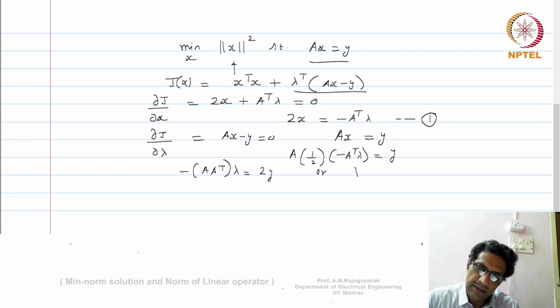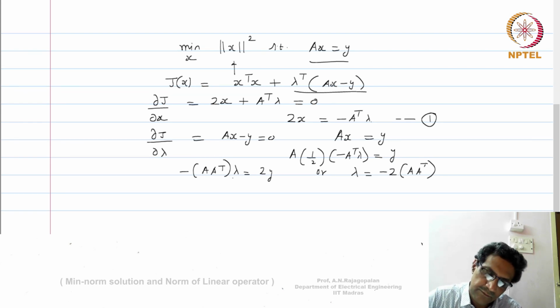Or, in other words, lambda is minus 2 times (A A transpose) inverse. Lambda is, of course, a vector here. Please remember, lambda is a vector, so it is multiplying the vector from the left. Therefore, you have lambda equal to minus 2 (A A transpose) inverse Y. Now, if this is the optimal lambda, put that in here to get your optimal x hat.